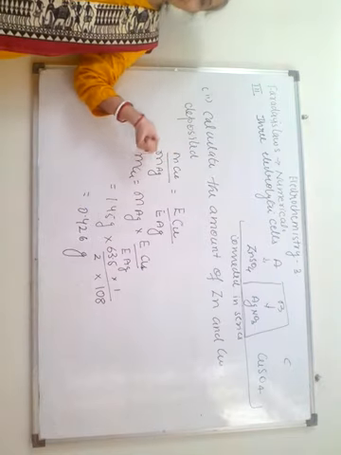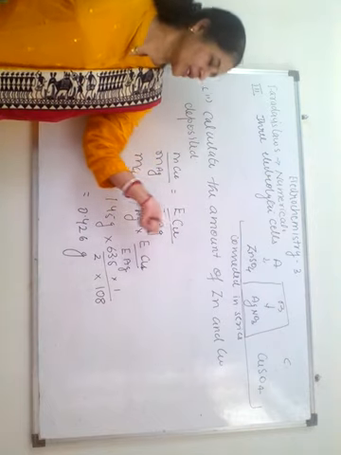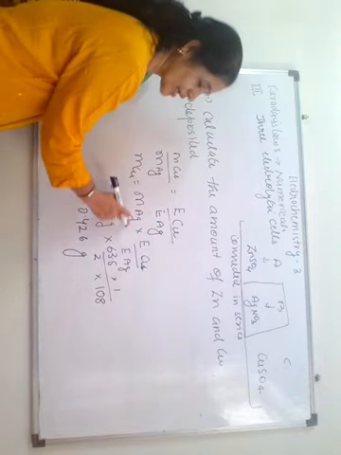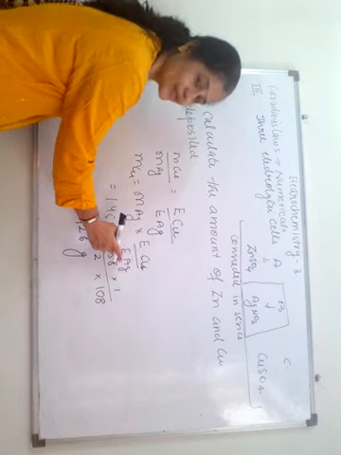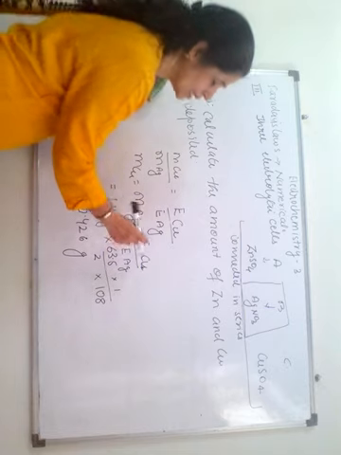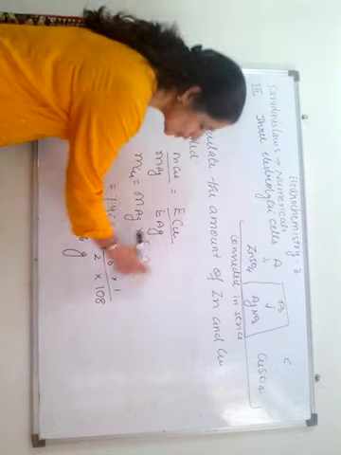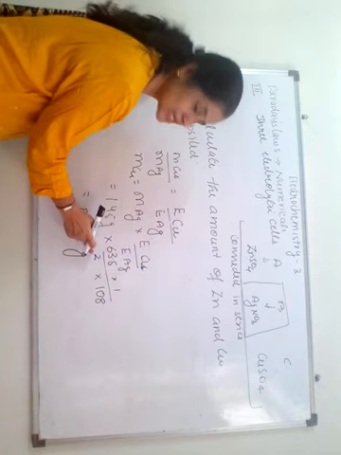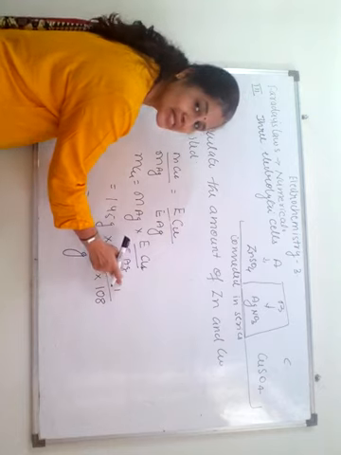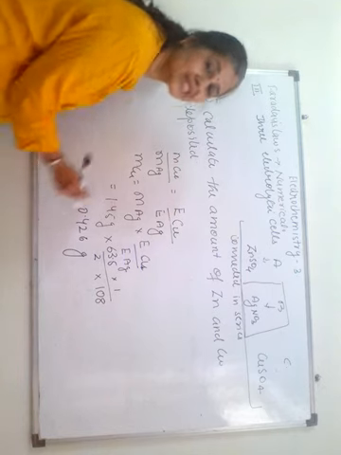Mass of copper upon mass of silver is equal to equivalent mass of copper upon equivalent mass of silver. Mass of copper will be mass of Ag into equivalent weight of copper upon equivalent weight of silver. Mass of silver that is deposited is 1.45 grams. Equivalent mass of copper is atomic mass upon valency. Atomic mass of copper is 63.5, valency is 2. Equivalent mass of silver, mass is 108 upon valency is 1. This calculated, children, comes out to be 0.426 grams.